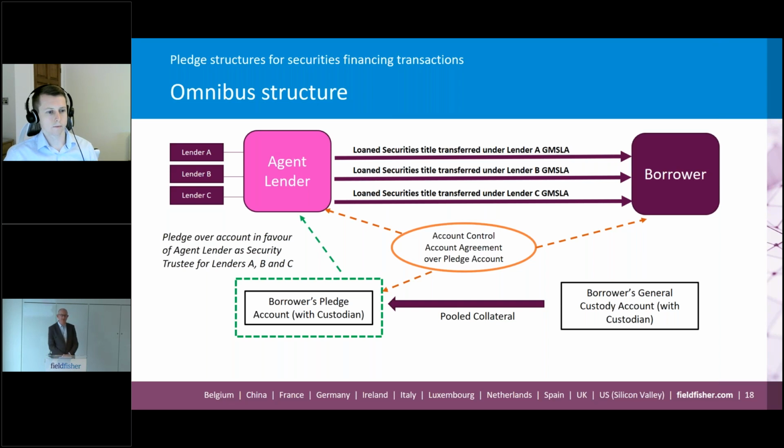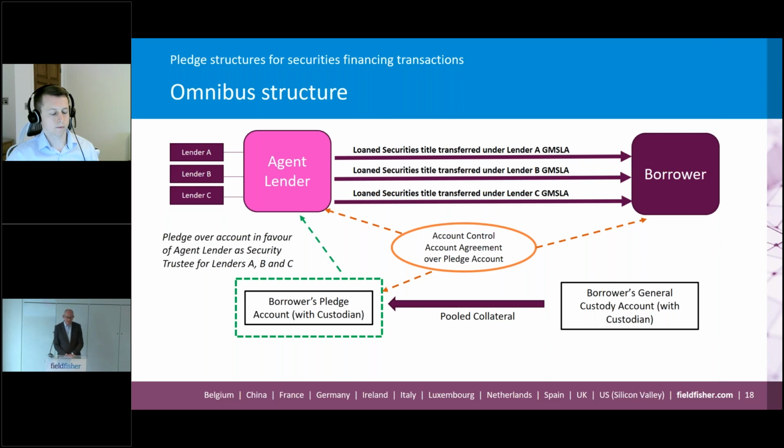Those loans take place on a title transfer basis as usual, and then the collateral is transferred again on a title transfer basis to each lender separately, although it's normally administered on a central basis by the agent lender, but the legal relationship is still very much on that bilateral basis. And as we've already discussed, the borrower then has a credit risk to each lender, for the over-collateralization risk, because obviously on a closeout, each relationship would be closed out separately.